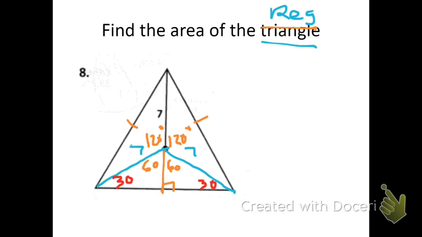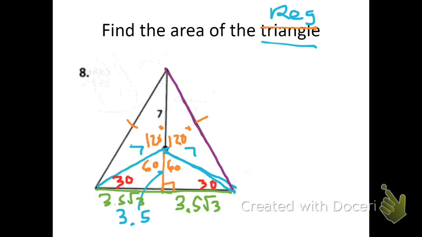And then we have the hypotenuse of this right triangle here is 7, which would make this height here 3.5 because it's half of 7, and the short leg is always half the hypotenuse, which would make this leg 3.5 root 3, and also this leg 3.5 root 3, which would make the entire side of the triangle 7 root 3, because I'm just adding the two sides together.